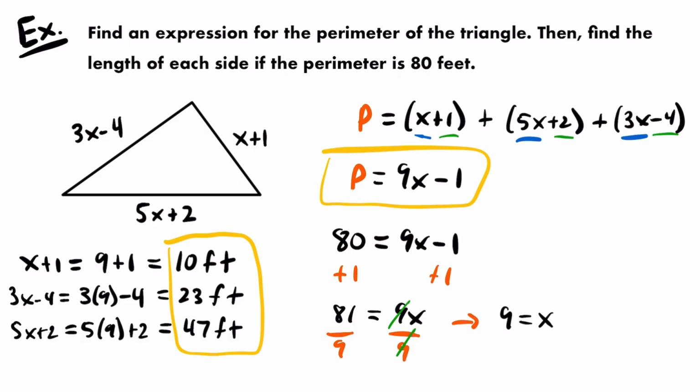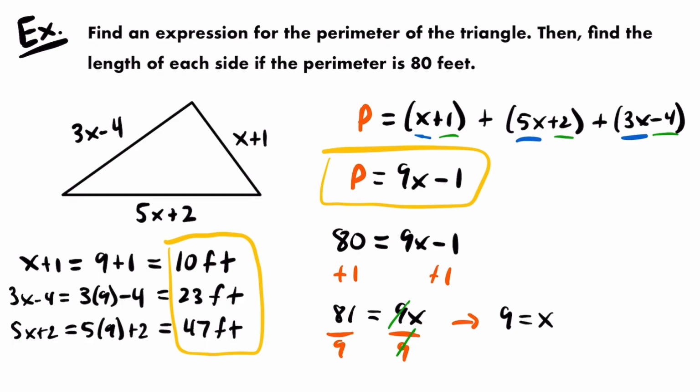And you can check your work here. The perimeter being 80 feet means that the sum of all the lengths of the sides should be 80, and that would be the case here. 23 plus 47 would be 70, and then 70 plus 10 is 80. Okay, so you could write out the check work if you wanted to. It's not necessary in this case, but our answer here is correct.